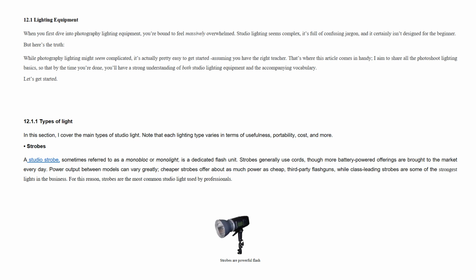This is a flash light. A studio strobe, sometimes referred to as a monoblock or monolight, is a dedicated flash unit. Strobes generally use cords, though more battery powered offerings are brought to the market every day. Power output between models can vary greatly. Cheaper strobes offer about as much power as cheap third party flash guns, while class leading strobes are some of the strongest lights in the business. For this reason, strobes are the most common studio lights used by professionals.